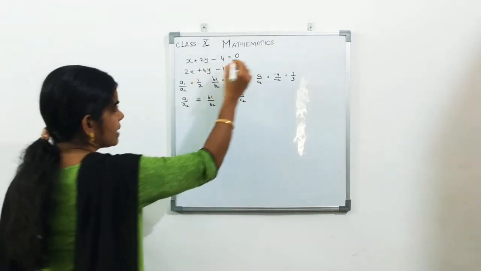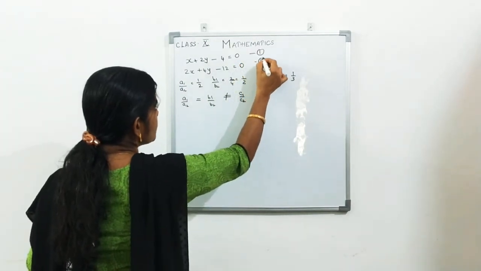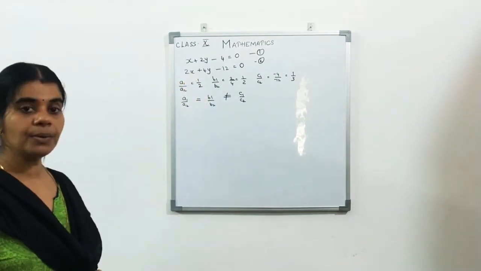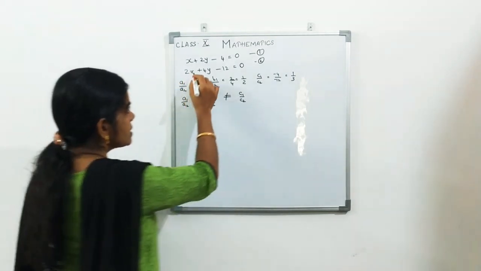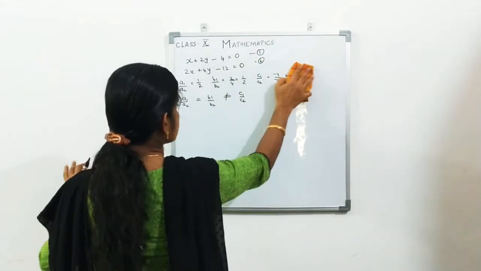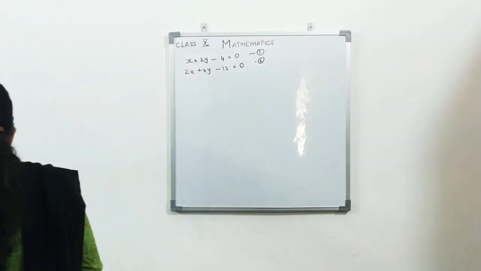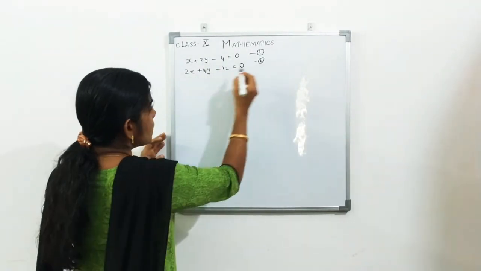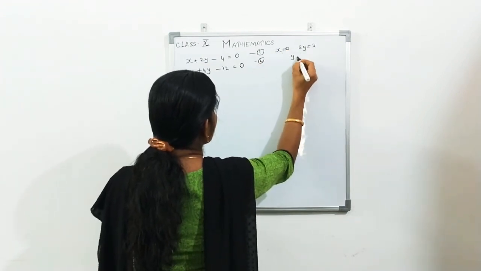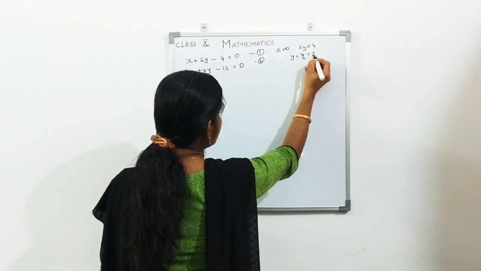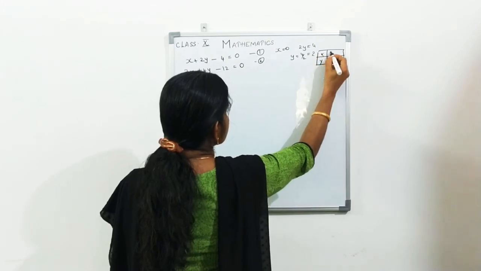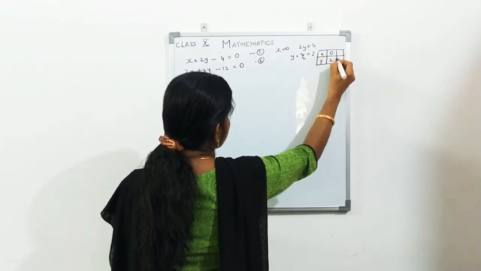Then, as previously, for equation 1 and equation 2, for the first equation we can find two solutions, and for the second equation also we can find two solutions. First one is x plus 2y minus 4 equal to 0. When x is equal to 0, what will happen? 2y is equal to 4. Therefore, y is equal to 4 by 2, that's equal to 2. Therefore, one solution you got. When x is equal to 0, y will be 2.